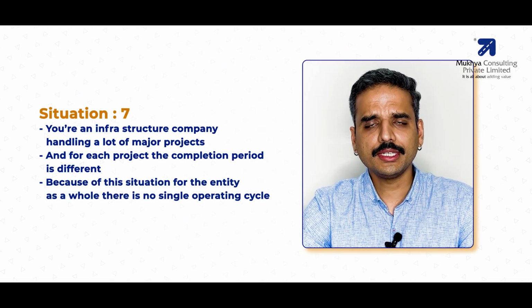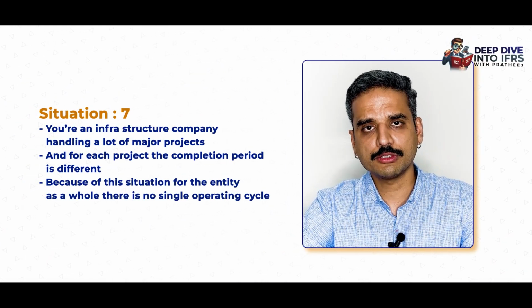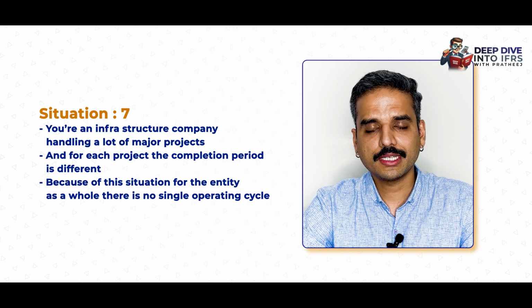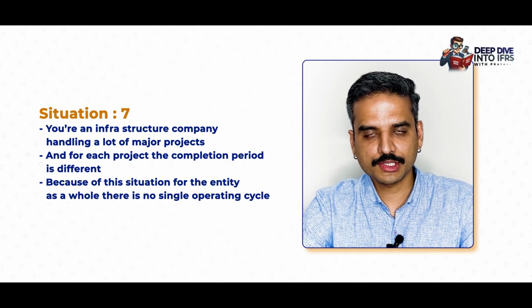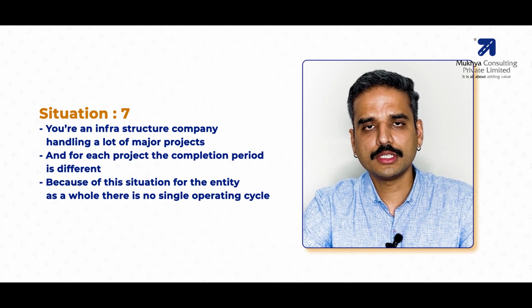Situation number 7. You are an infrastructure company handling a lot of major projects. And for each project, the completion period is different. Because of this reason, for the entity as a whole, there is no single operating cycle. As per the accounting policy, for each project, depending on the time required to complete it, vendors, the customers, etc., a separate operating cycle is assigned.